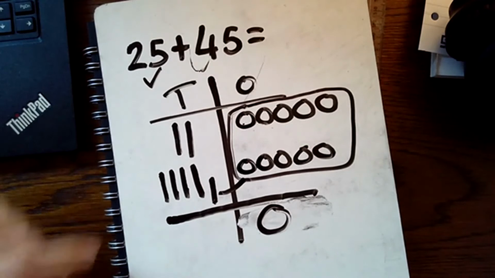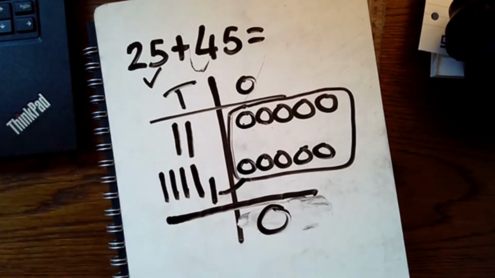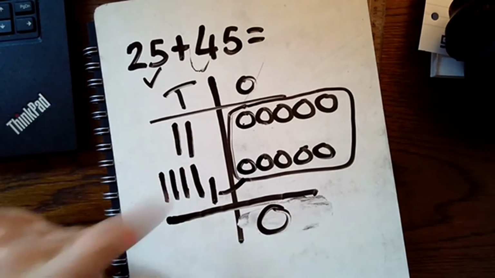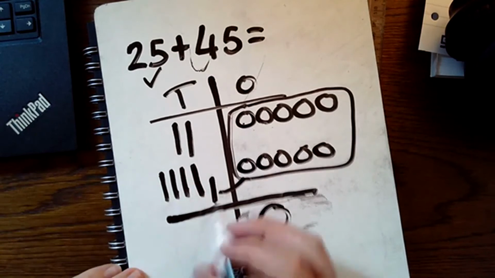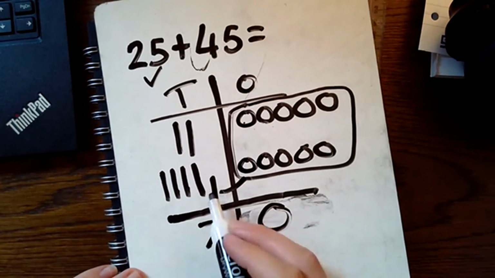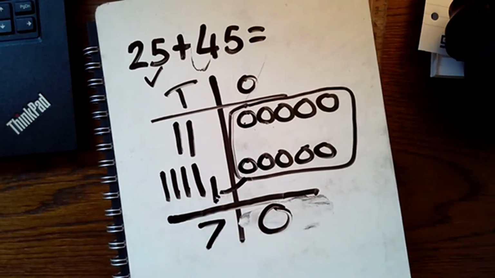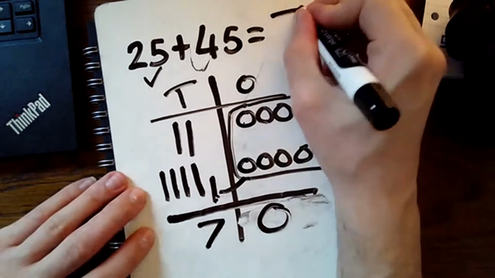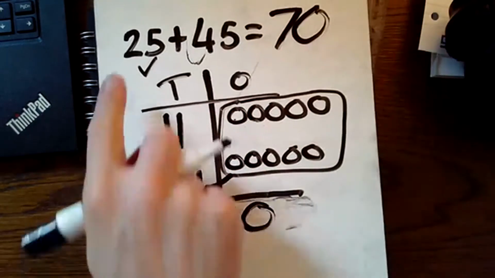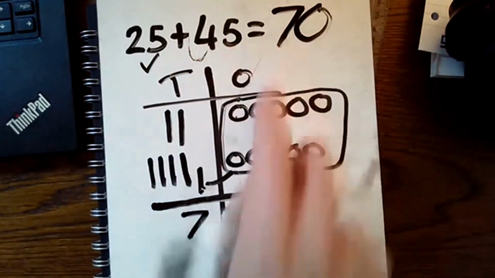Now I can add the tens. 1 ten, 2 tens, 3 tens, 4 tens, 5 tens, 6 tens, 7 tens. Remember, this was the regrouped 10 ones. So my whole is 70. 25 add 45 equals 70.